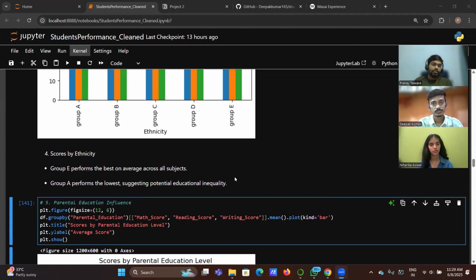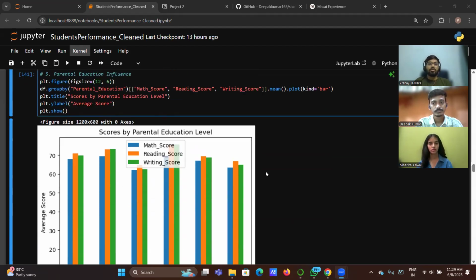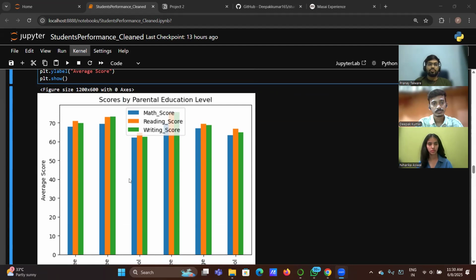And further we went on to check how parental education can influence the student scores. For that we did the same thing: we took the average of the three courses, and we used a grouped bar chart to visualize those things.